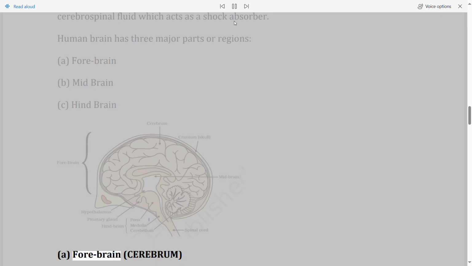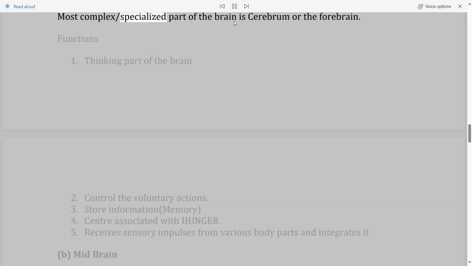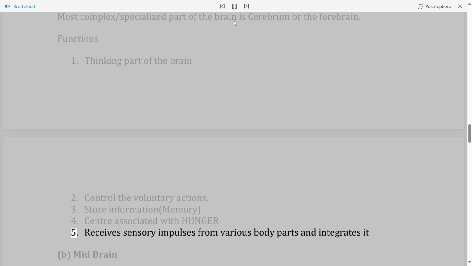A. Forebrain, cerebrum. Most complex specialized part of the brain is cerebrum or the forebrain. Functions: 1. Thinking part of the brain. 2. Control the voluntary actions. 3. Store information, memory. 4. Center associated with hunger. 5. Receives sensory impulses from various body parts and integrates it.